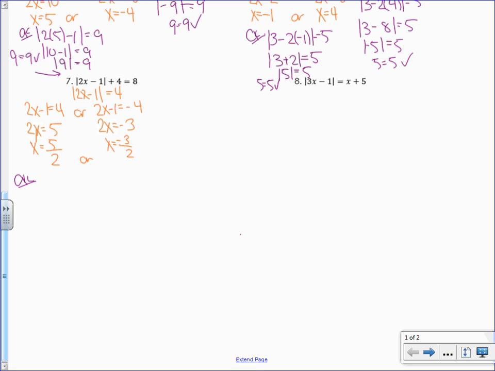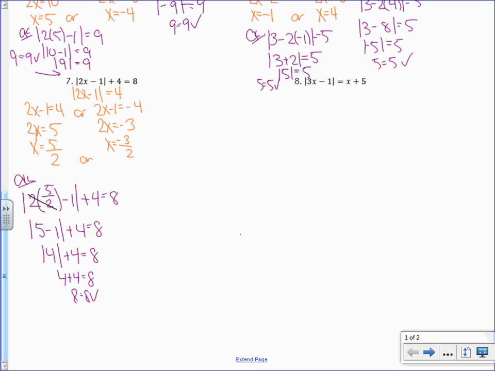Alright, now I'll extend my page and do my check. And remember, we're checking in the original. I'll check 5 halves first. This is the absolute value of 2 times 5 halves minus 1 plus 4 is equal to 8. Now, again, you could punch this in your calculator, but I've got 2 times something with a 2 in the denominator, so those are going to cancel. And so this is really just the absolute value of 5 minus 1 plus 4 equals 8. That's really the absolute value of 4. And the absolute value of 4 is just 4. So then we get 8 equals 8. Woohoo!